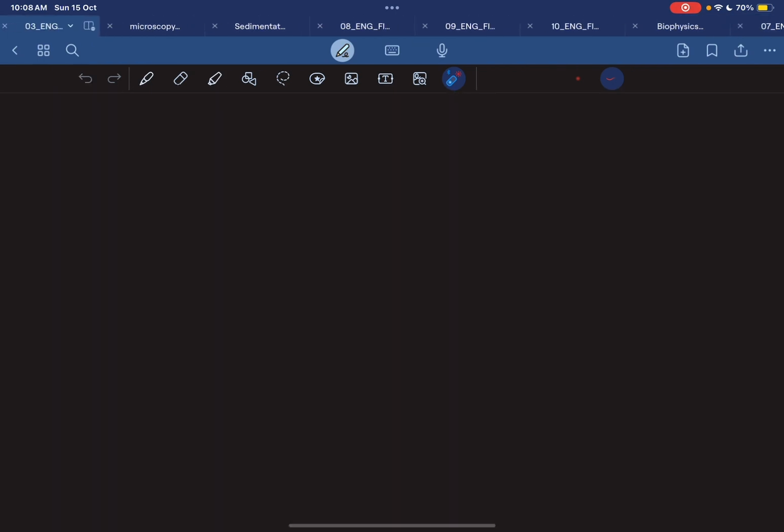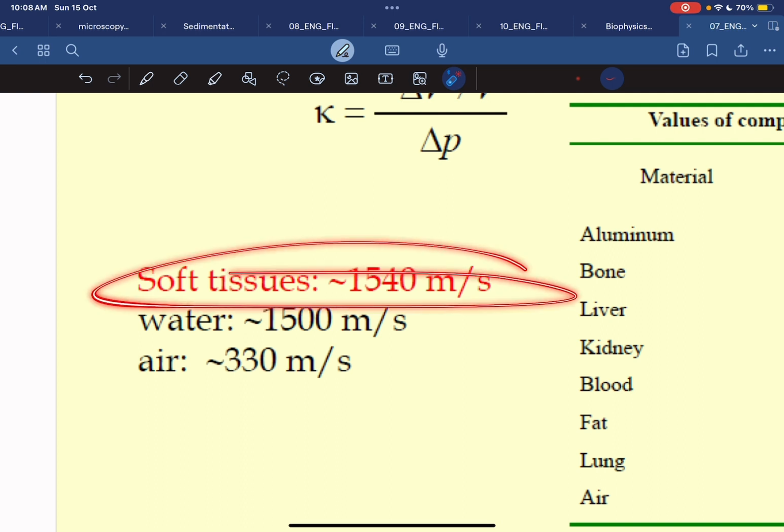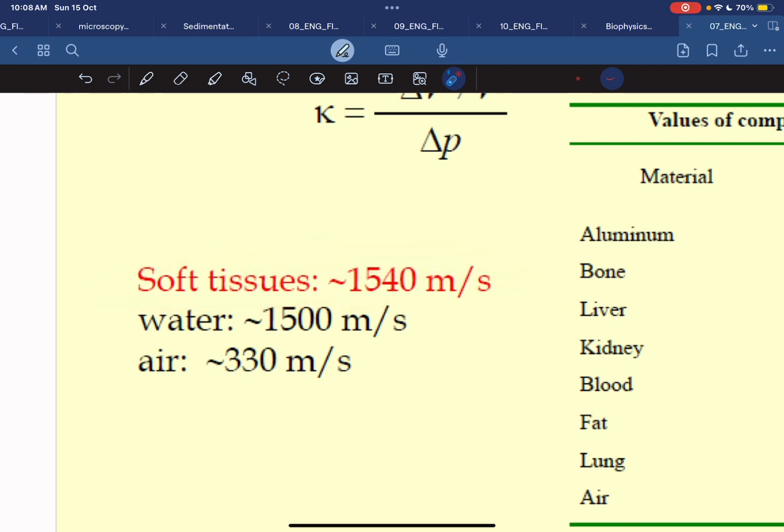That was a very important thing to know. Very important thing to note here: the speed of sound in soft tissues is 1540 meters per second. This comes up again and again and again in the whole slide. So please remember this, guys. Okay?